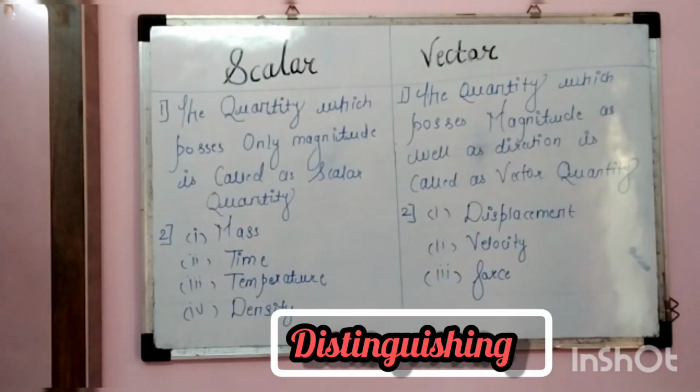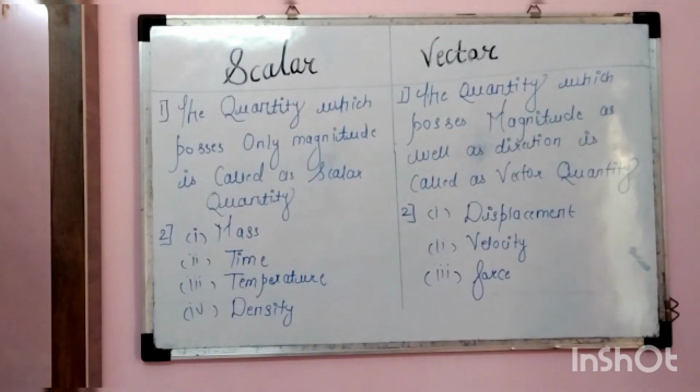Now let's learn about the distinction between scalar quantity and vector quantity. As we all know, a scalar quantity possesses only magnitude, but a vector quantity possesses magnitude as well as direction. The examples of scalar quantity are mass, time, temperature, density, etc. And the examples of vector quantity are displacement, velocity, force, etc.